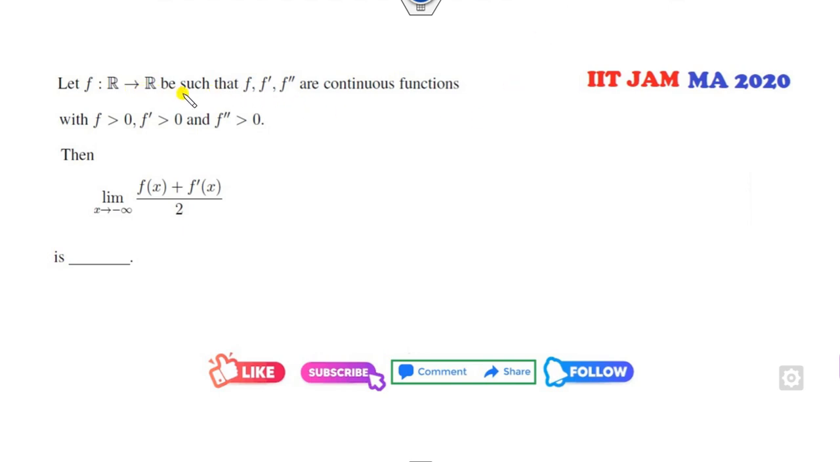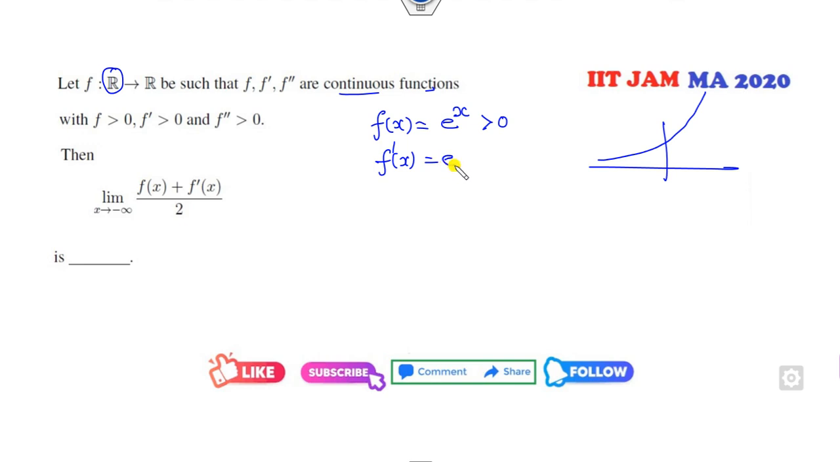Consider a function on the reals. Can you think of any function whose second derivative should be greater than 0? If I choose f of x as x square, definitely it is greater than 0. What is f dash? It is 2x, but the domain here can be greater than 0 or less than 0, so this function is not applicable. Can you think of the exponential function? Clearly this is always greater than 0. This is the graph of this. So clearly the derivative is also greater than 0, and the second derivative is also greater than 0.